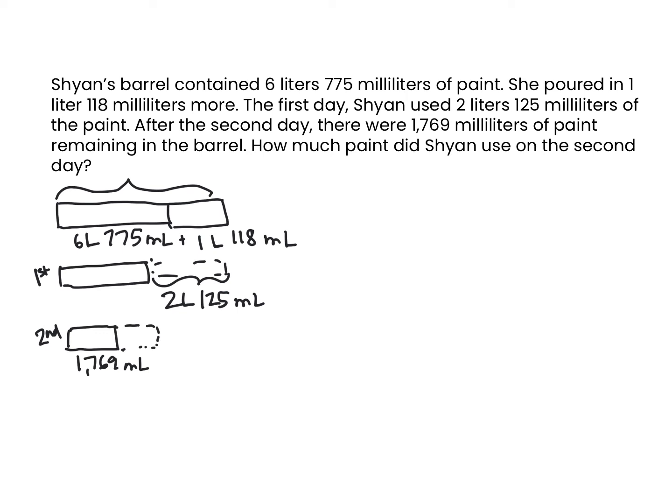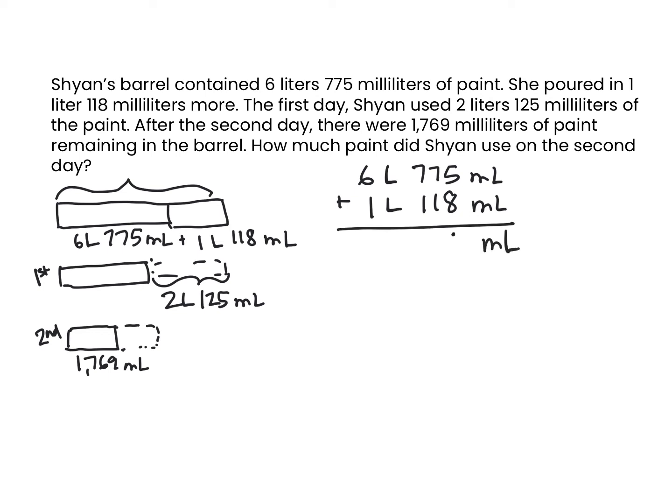So we need to do some addition here. We're going to add our 6 liters, 775 milliliters, and we're going to add 1 liter, 118 milliliters more, because that's how much total that she started with. So in milliliters here, 5 and 8 is 13, 1 and 8 is 9, 8, and 7 liters. So we started with, this is our total, 7 liters, 893 milliliters. So the first day she used 2 liters, 125 milliliters of paint.